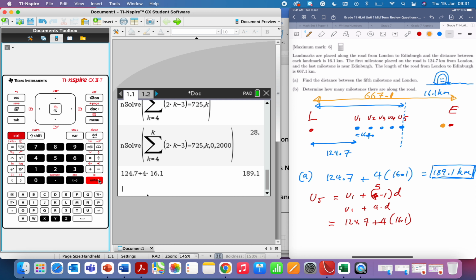Fabulous. So this milestone, wherever it is, it cannot be more than 667.1 from London. Now, how do we work out how far this milestone is from London? This is U of n here. Now we do have a formula for U of n. Let's go and write it down.